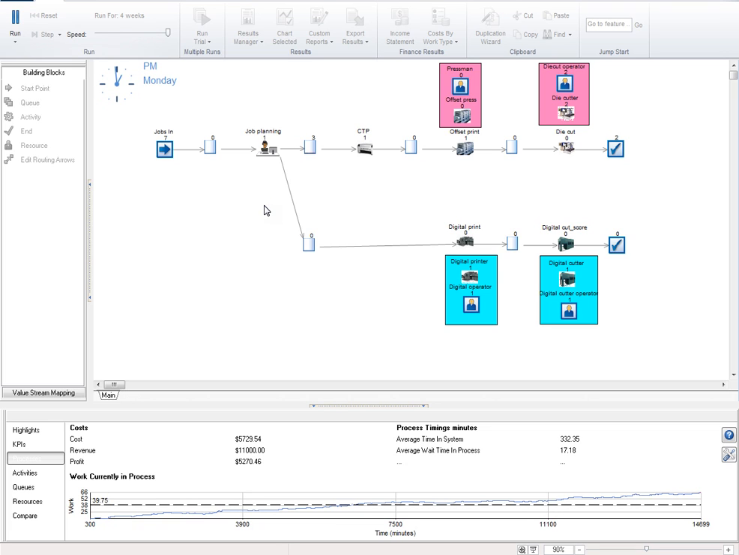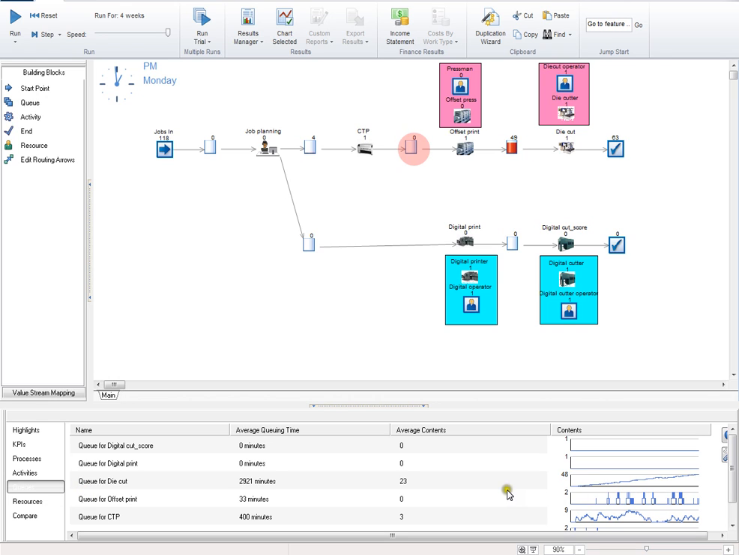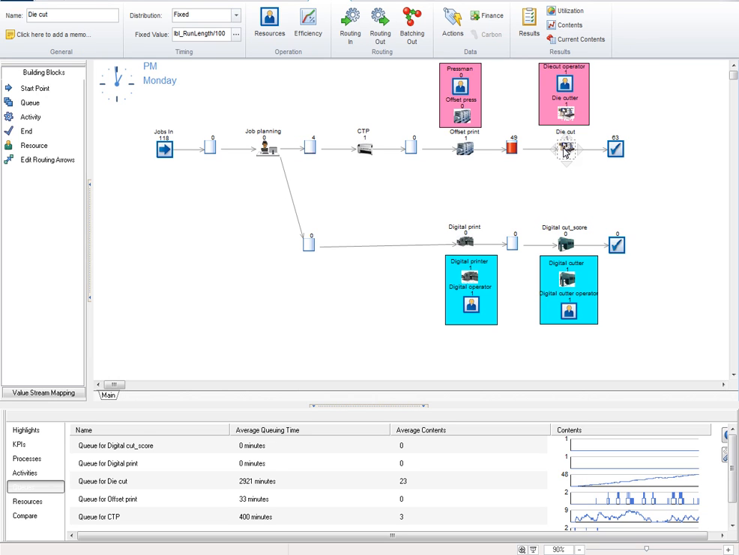So we've gone through the 4 weeks now, we can see 118 jobs came in and 63 jobs came out. The bulk of the rest have been queued up in die cutting, and if we look at the queues down the bottom here, we can see the die cutting queue has been building up gradually, and in fact is 2,921 minutes based on the assumptions that we have in here at the moment. That's clearly unacceptable, so let's see if we can improve that by adding resource to the die cutter.